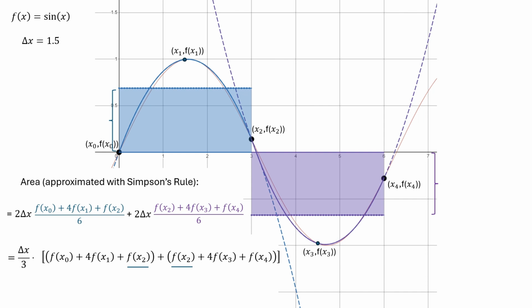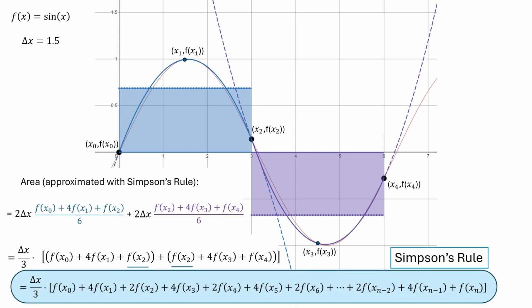Notice that all parabolas contribute both their endpoints. So when we add these subareas together, all the outputs of even indexed endpoints that aren't also endpoints of the entire interval, like f of x2 here, need to be double counted for a factor of 2. This leads us to the general formula for Simpson's rule.